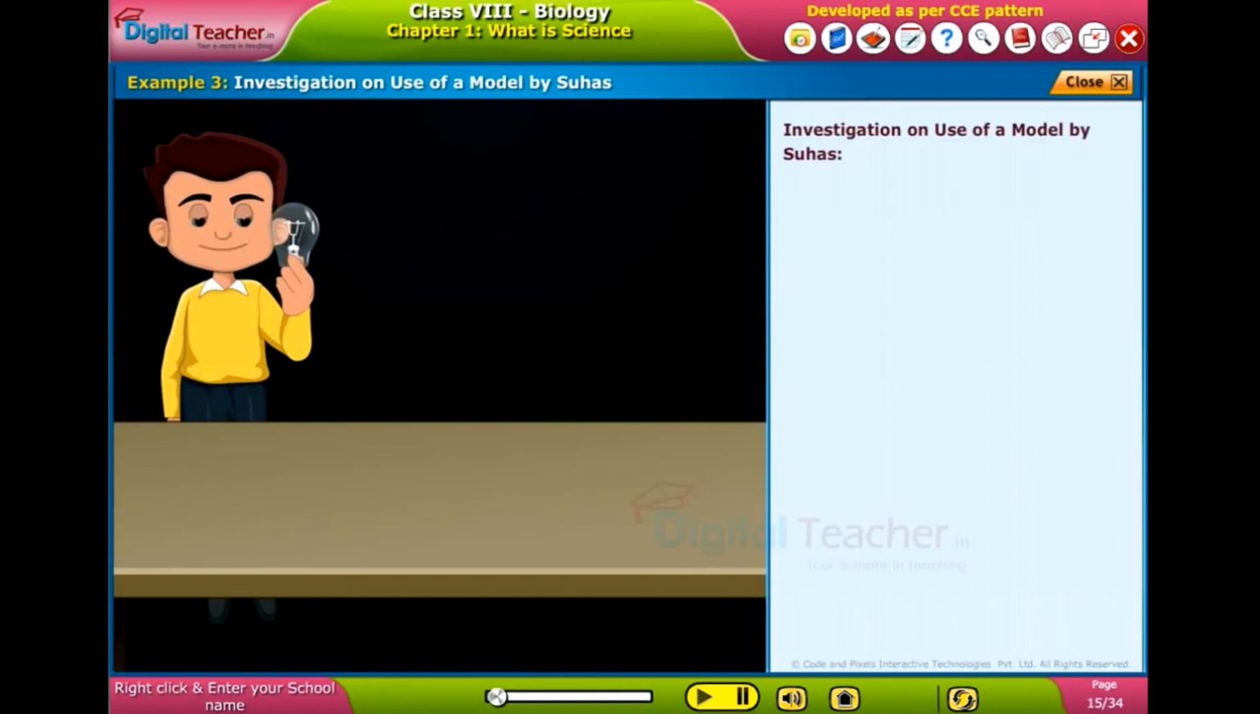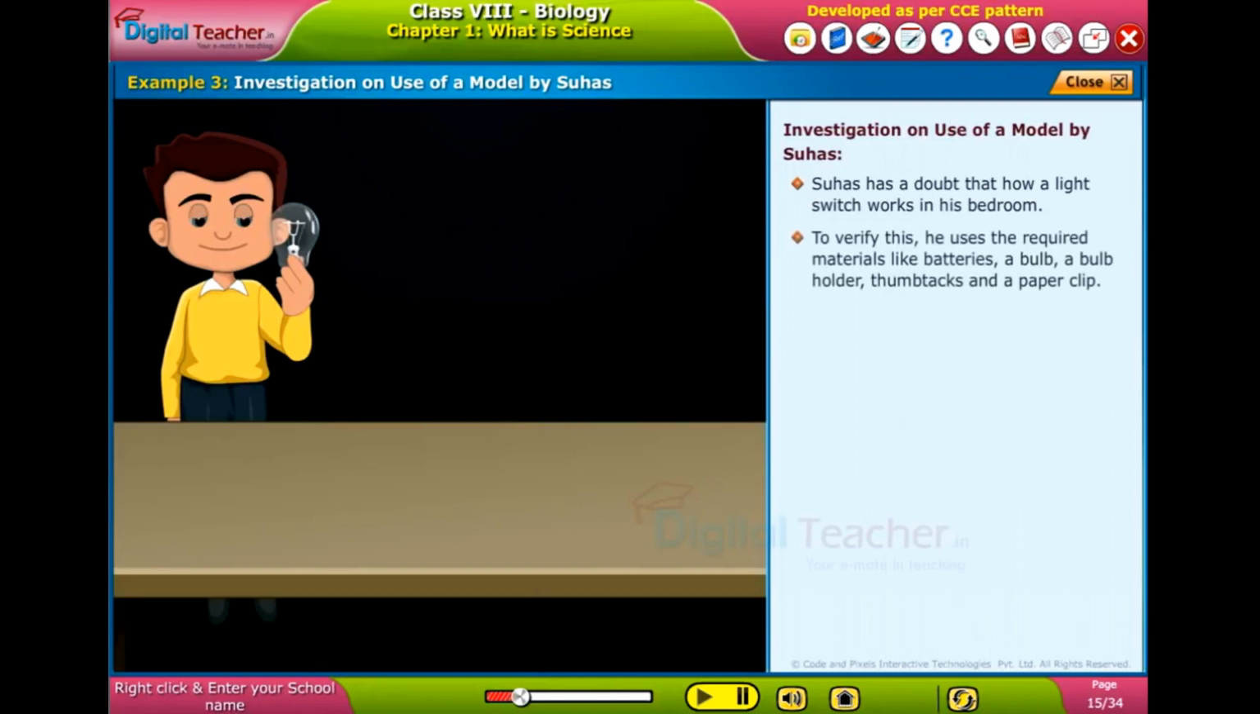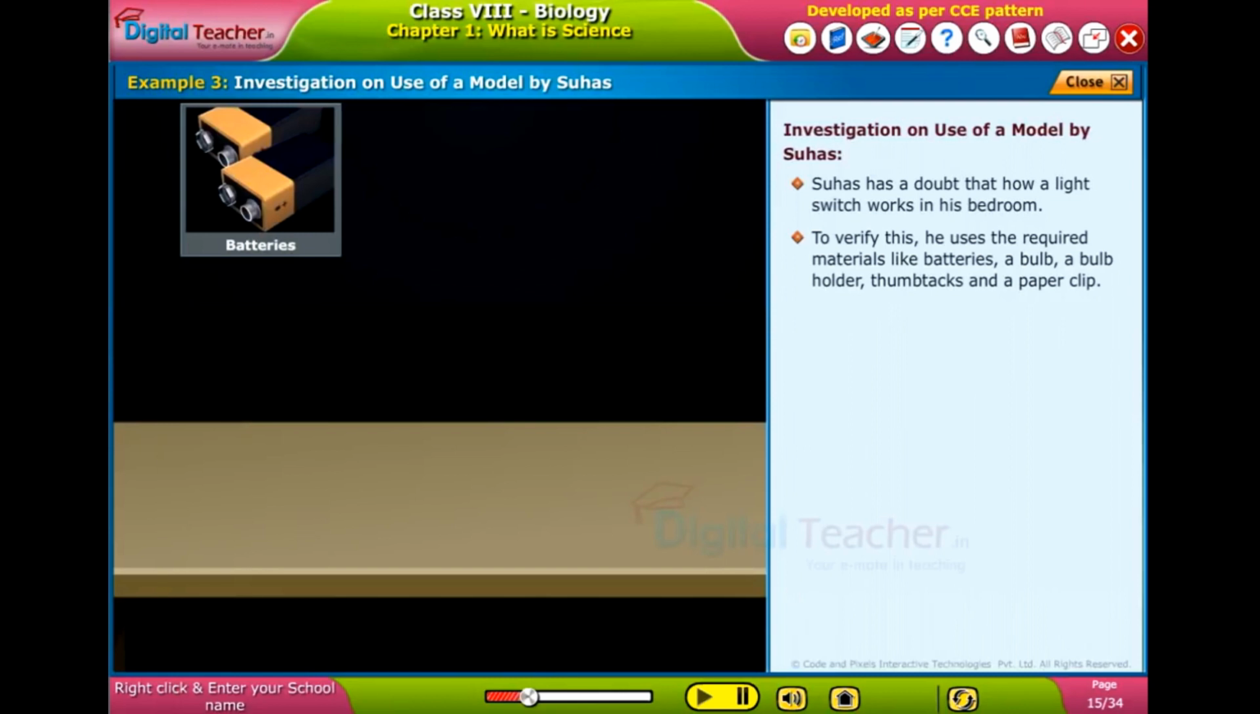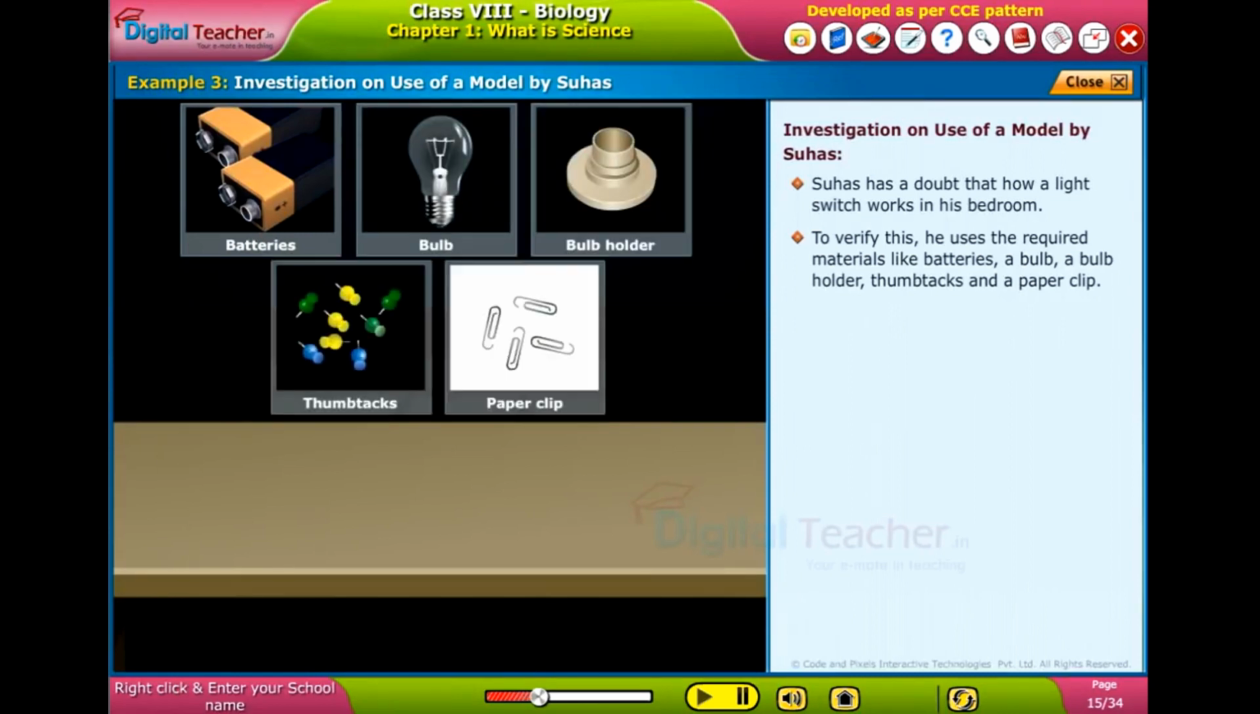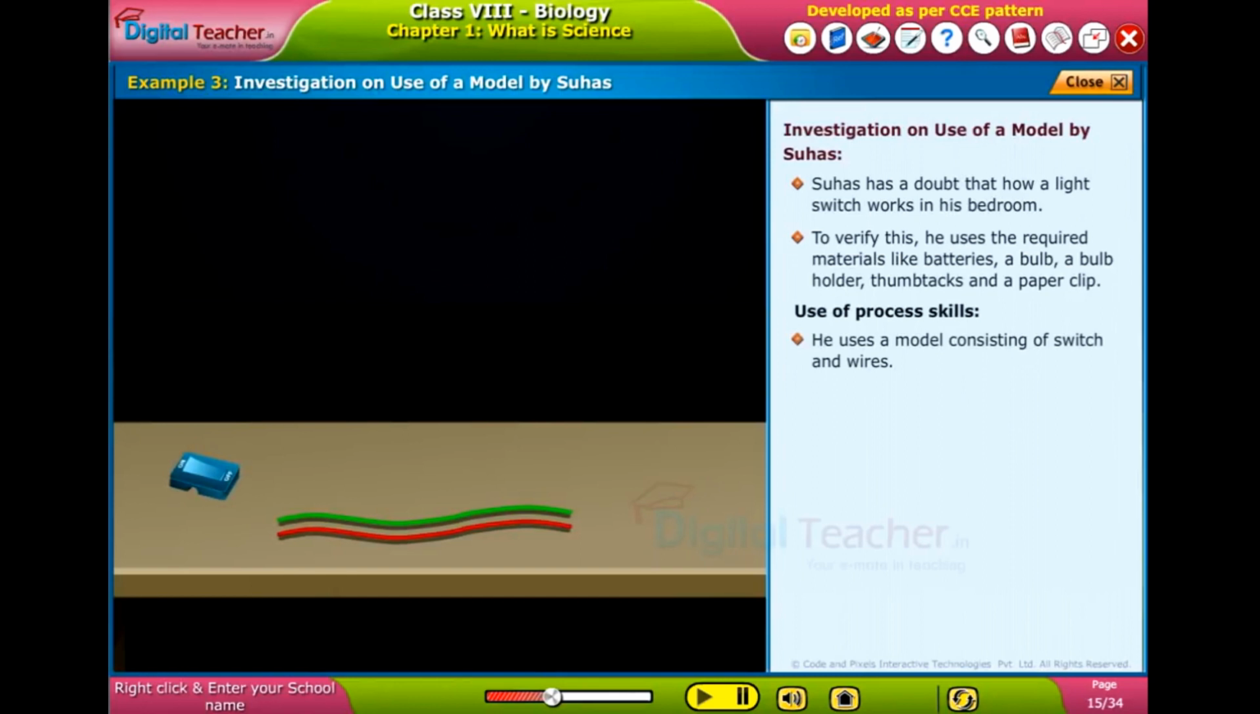Example 3. Investigation on use of a model by Suhas. Suhas has a doubt about how a light switch works in his bedroom. To verify this, he uses the required materials like batteries, a bulb holder, thumbtacks and a paper clip. Use of process skills. He uses a model consisting of a switch and wires.